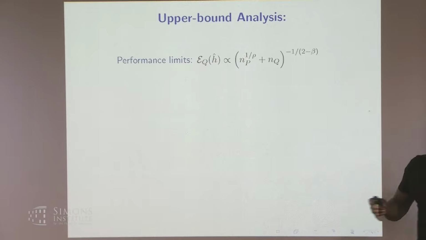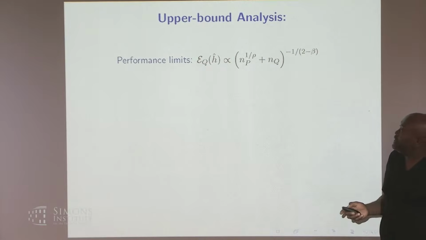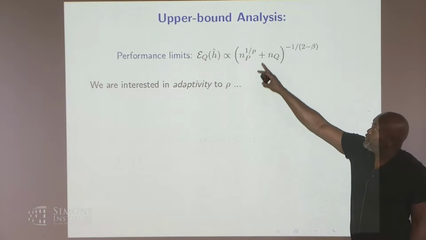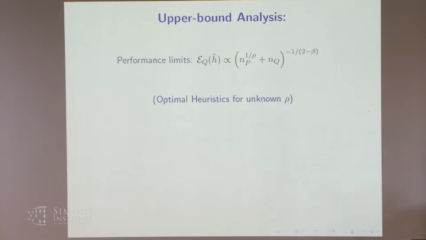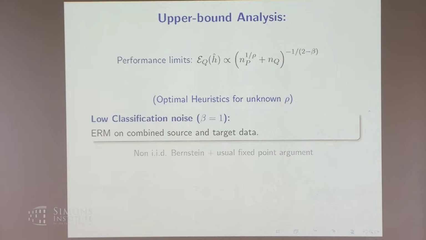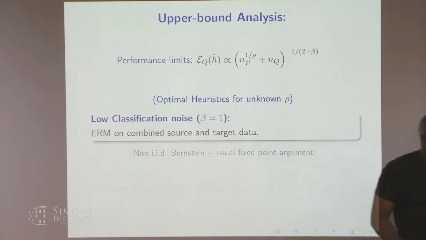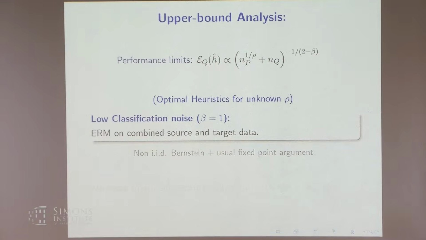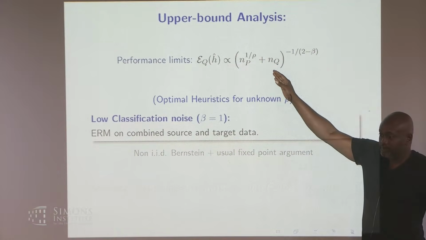All right, so upper bound. That's where it gets interesting, and that starts answering the type of questions we are interested in, which is adaptivity. We don't know rho, can we achieve a result in terms of rho? And how do we achieve it? This is where beta becomes interesting. Under low classification noise, it turns out that just combining source and target data and pretending they are from the same distribution, so that's the naive classifier, achieves these rates automatically.